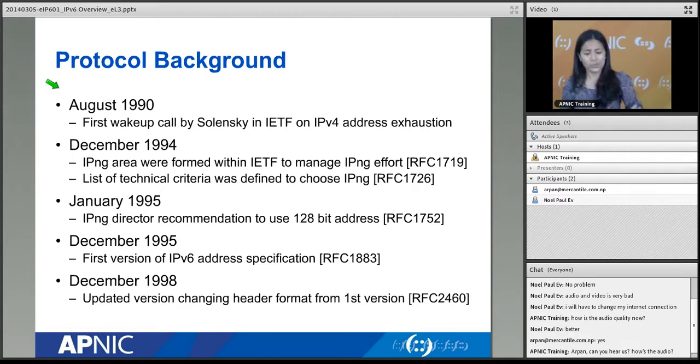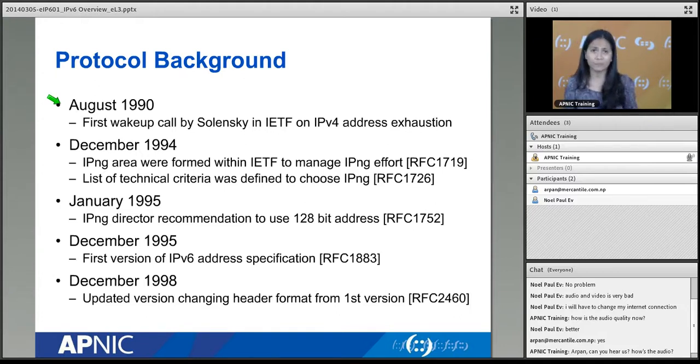The internet started in the 1970s, and it started growing around the late 1980s. Some people and organizations became interested, and they started connecting to ARPANET in the late 1980s. So as early as 1990, there was a first wake-up call by a guy named Solensky in the IETF that mentioned IPv4 address exhaustion. What is address exhaustion? Well, IP version 4 has a pool of addresses, a pool of addressable devices that can be addressed using that IPv4 pool.